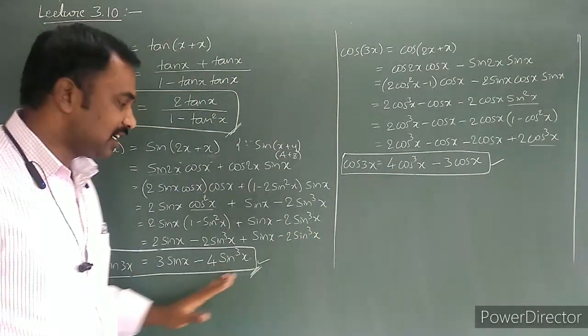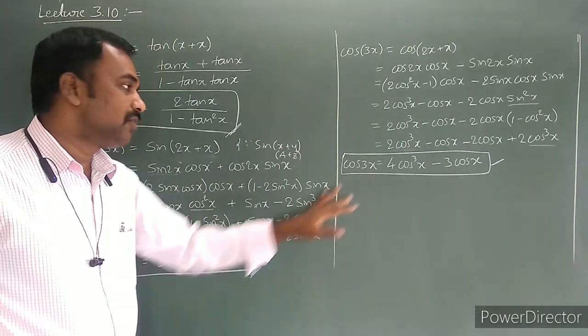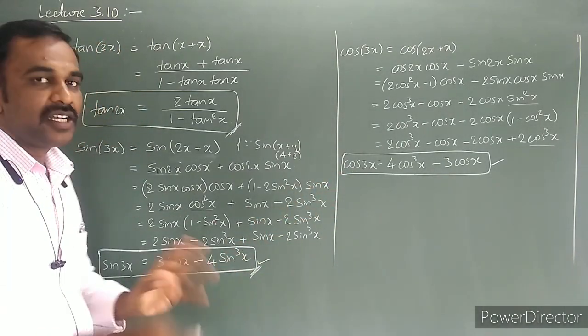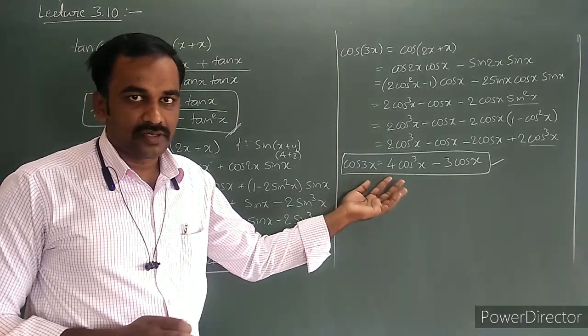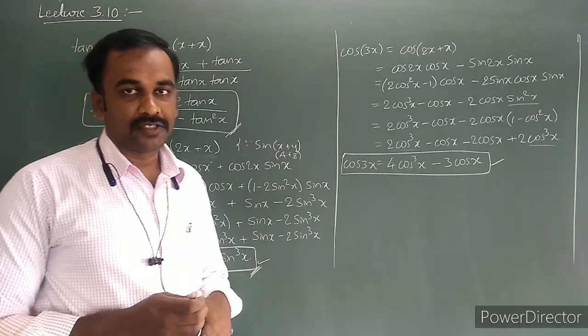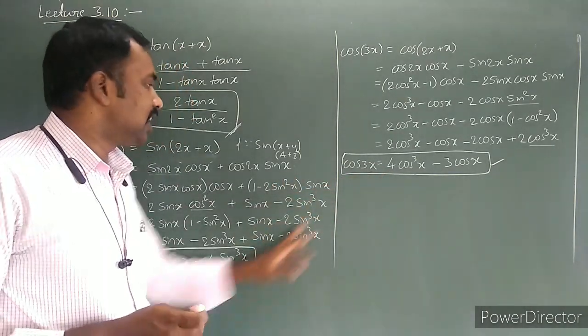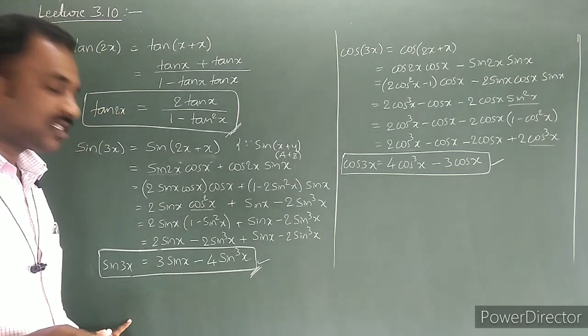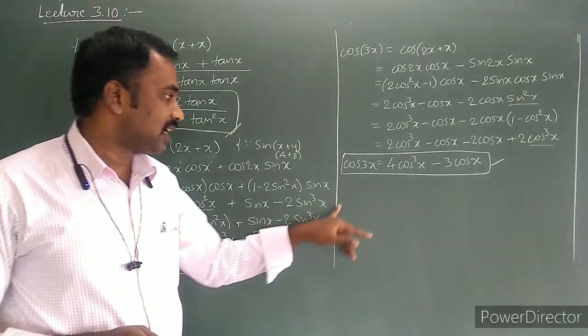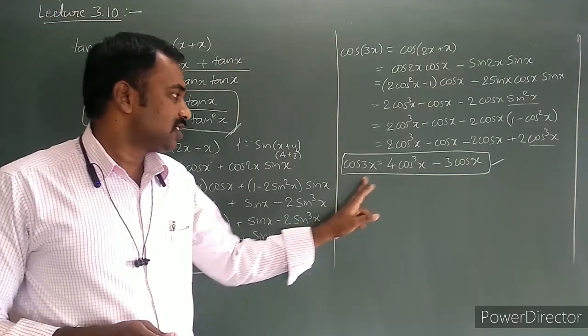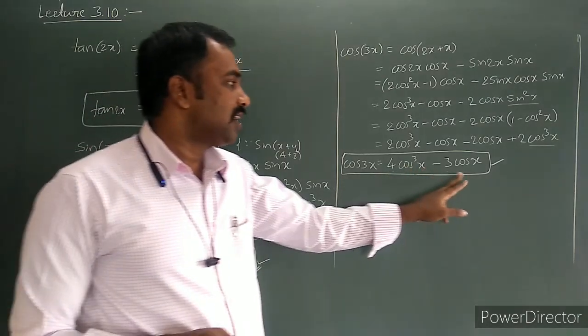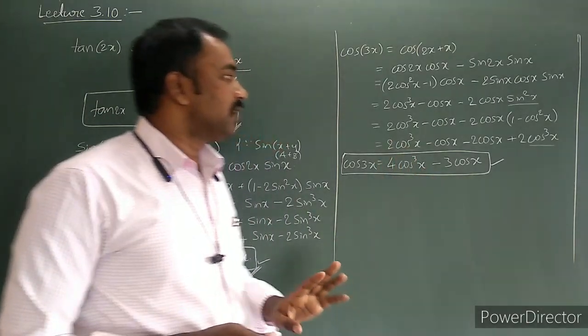If you are getting confused remembering this, remember either this result or this result. Alternatively, we can change it. So, very important results: sin 3x and cos 3x. Sin 3x is 3 sin x minus 4 sin cube x, and the cos 3x result is 4 cos cube x minus 3 cos x.